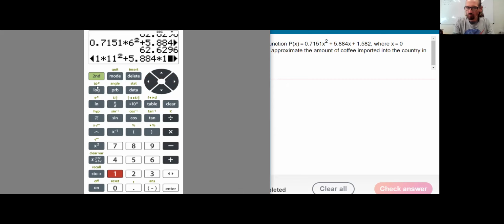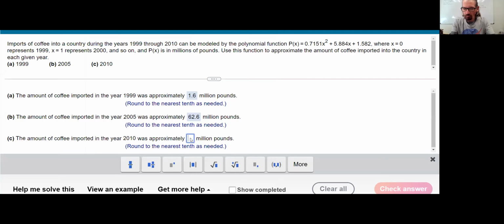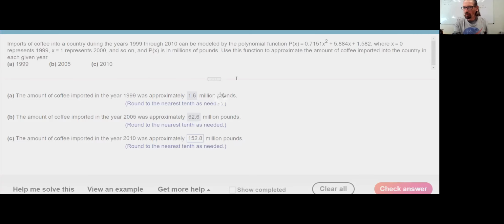And I'll have to insert. There we go. So rounding that to the nearest tenth of millions of pounds, 152.8 is what it should be. 152.8. There we go.